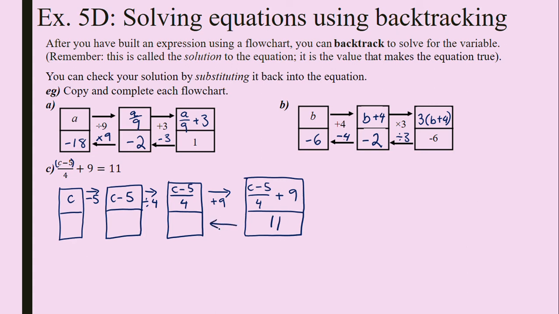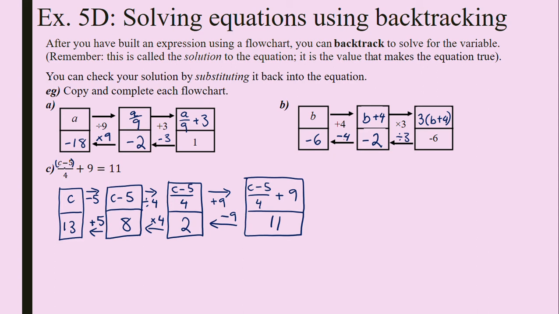And now we start working backwards. So we flip the arrow, we flip the sign, it becomes negative 9. 11 take 9 is 2. We then again flip the arrow, flip the sign, division becomes multiplication. So 2 times 4 is 8. And then one last time, flip the sign when we flip the arrow and go backwards, and we get plus 5. So 8 plus 5 is 13. Therefore, C equals 13 in this equation.